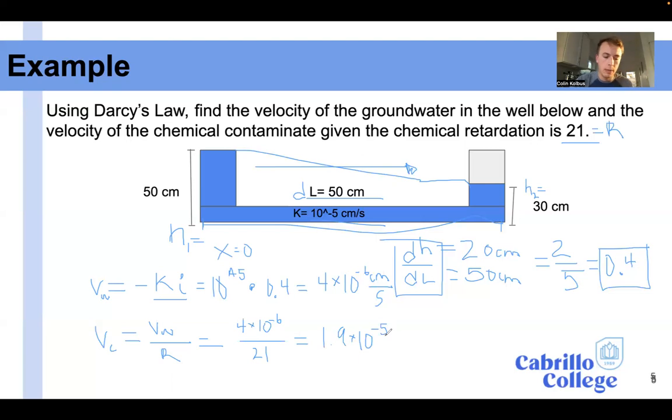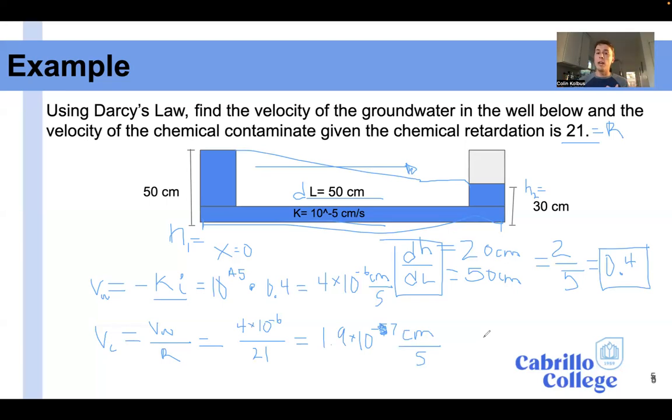That is not adding up. Let's see. Oh, I know what I did wrong. Okay, 4 divided by 21. I got 1.9 times 10 to the -7th centimeters per second. So the chemical is moving a lot slower than our water.